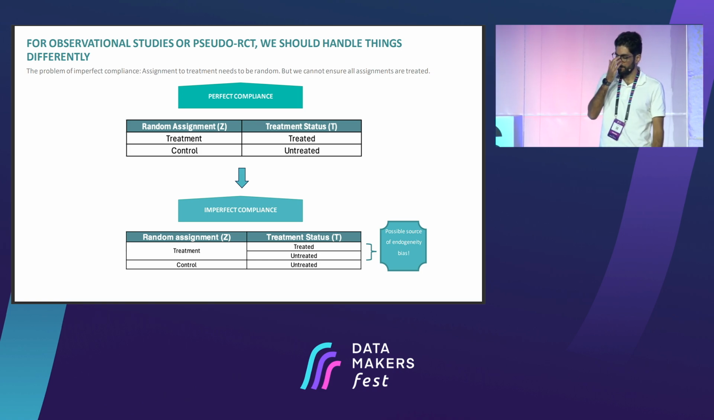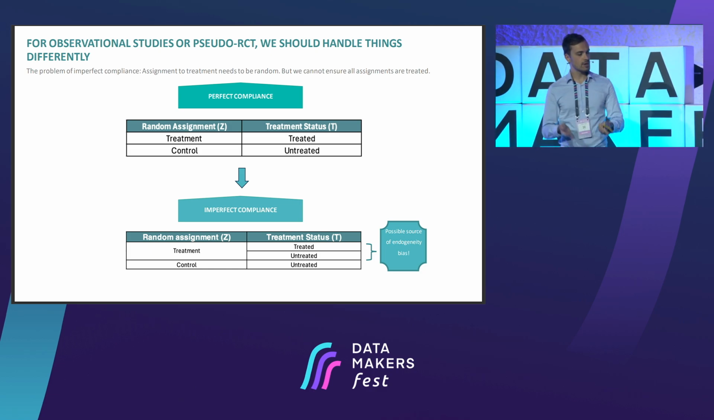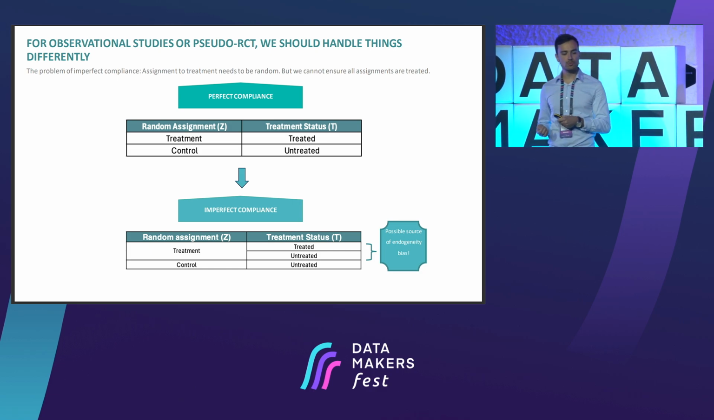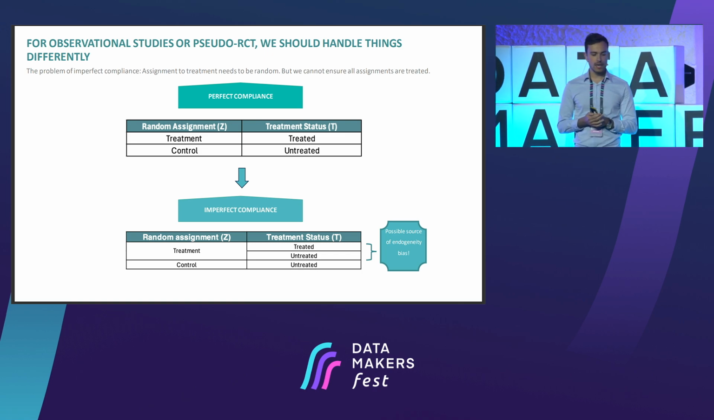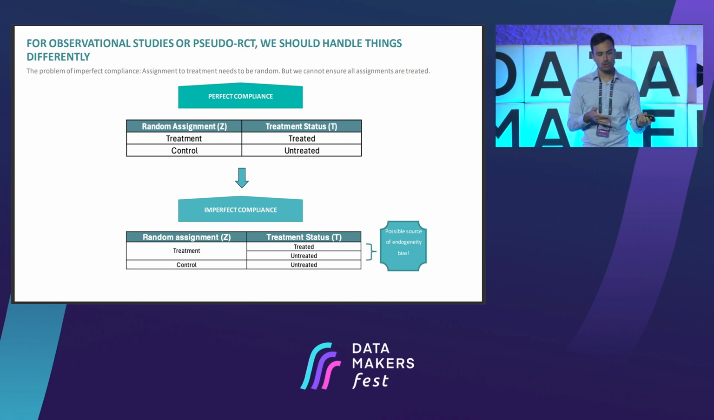So let's talk again about randomized experimentation. Perfect compliance would be the perfect scenario in which we randomize the treatment and control groups, and the people assigned to each of these groups are treated or not accordingly: the entire treatment group is literally treated, and the control group is not.